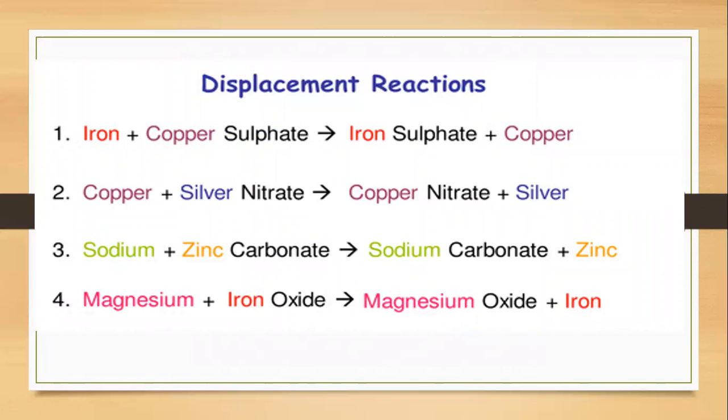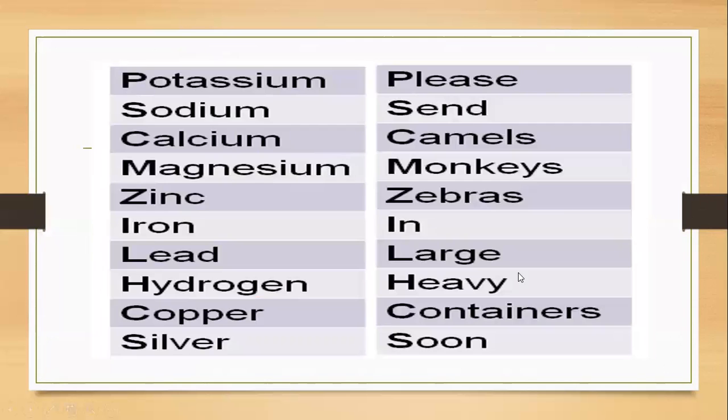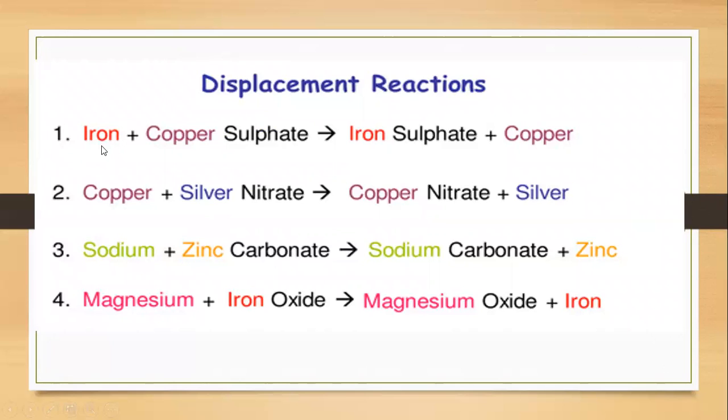Here we will discuss some examples of the displacement reaction. But the important thing is to keep in mind the reactivity series. For example, when iron is going to react with copper sulfate, iron is at the top and then copper is at the bottom. So it means that iron is more reactive than copper. So who is going to replace the other one? Iron will replace copper. So when iron reacts with copper sulfate, as iron is more reactive than copper, there is the formation of iron sulfate and copper is displaced.